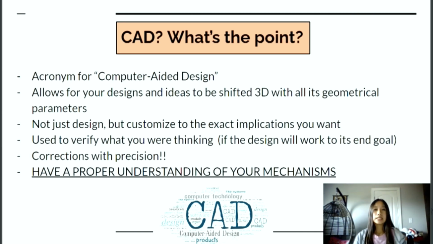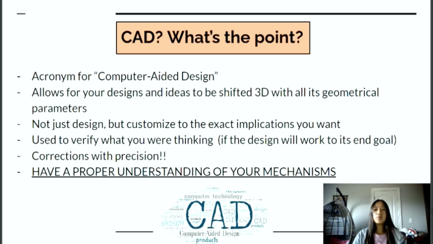Now, it's not just designing what you want, but also it helps you customize the exact things you want on your robot. Your CAD doesn't have to be perfect. It doesn't have to match what your end goal robot's gonna look like, but CAD will help you make a blueprint of what you want, kind of like the rough sketch, rough idea. It's like a little draft that you can use when you go to your workplace and you make your robot.